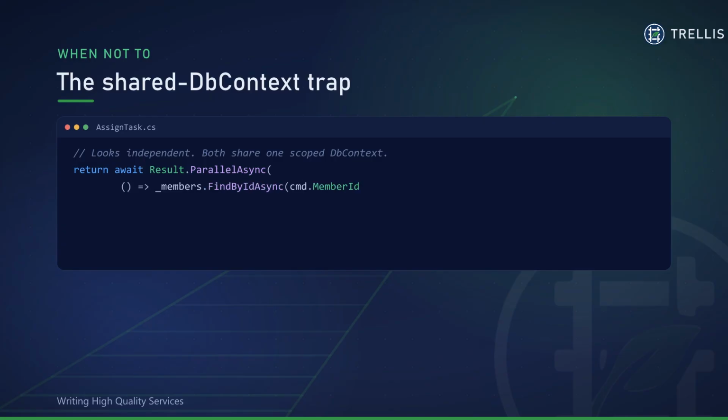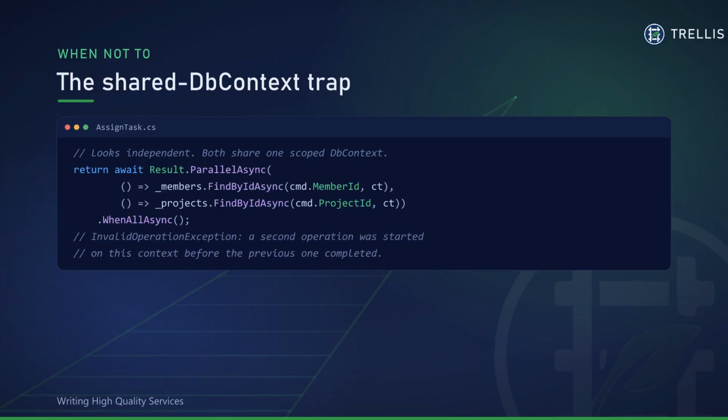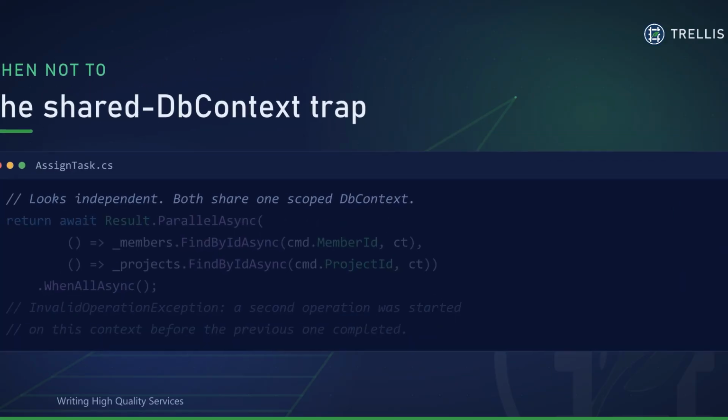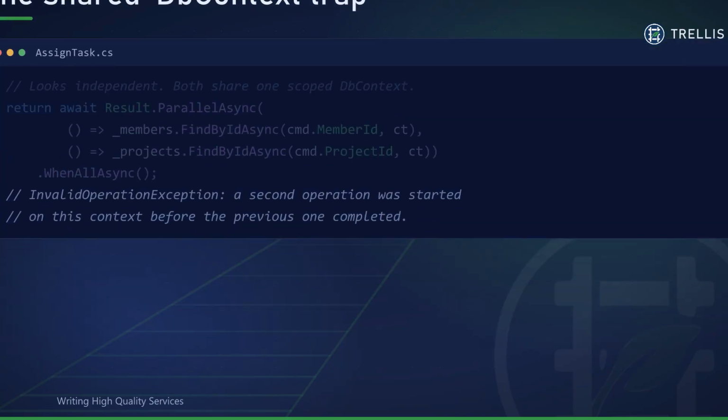Now the trap. These two reads look just as independent, but both repositories resolve the same scoped DbContext. The standard wiring gives every repository in a request one context. ParallelAsync starts the second read before the first finishes, and EF Core throws: a second operation was started on this context before the previous one completed. It can even pass on a warm cache. That's what makes it dangerous.